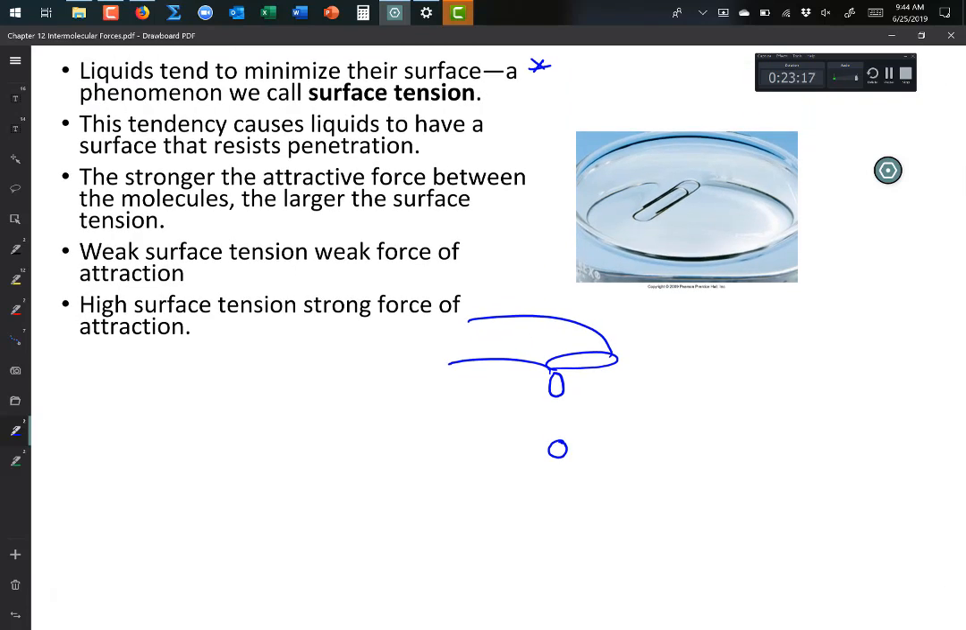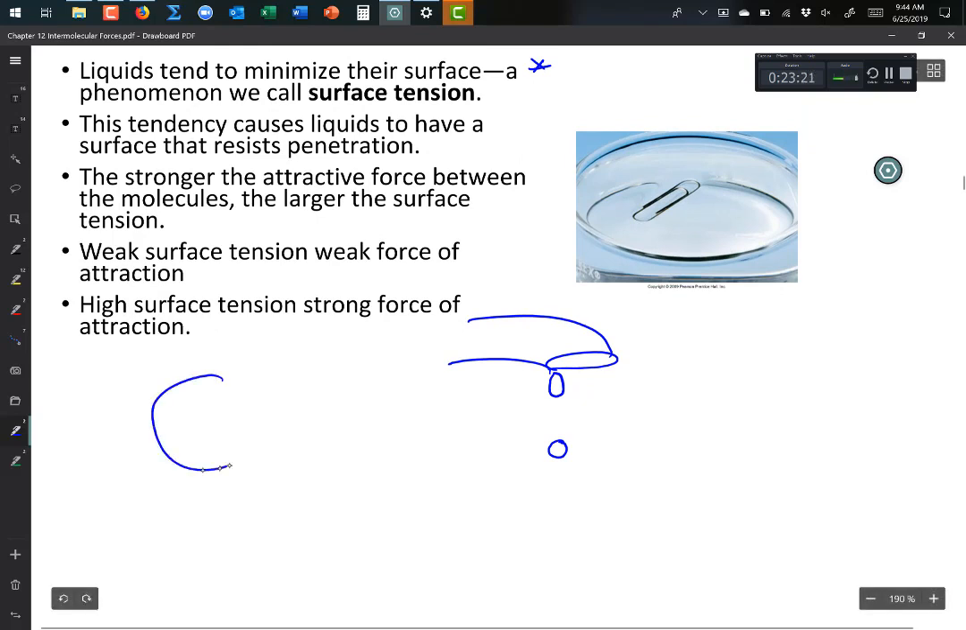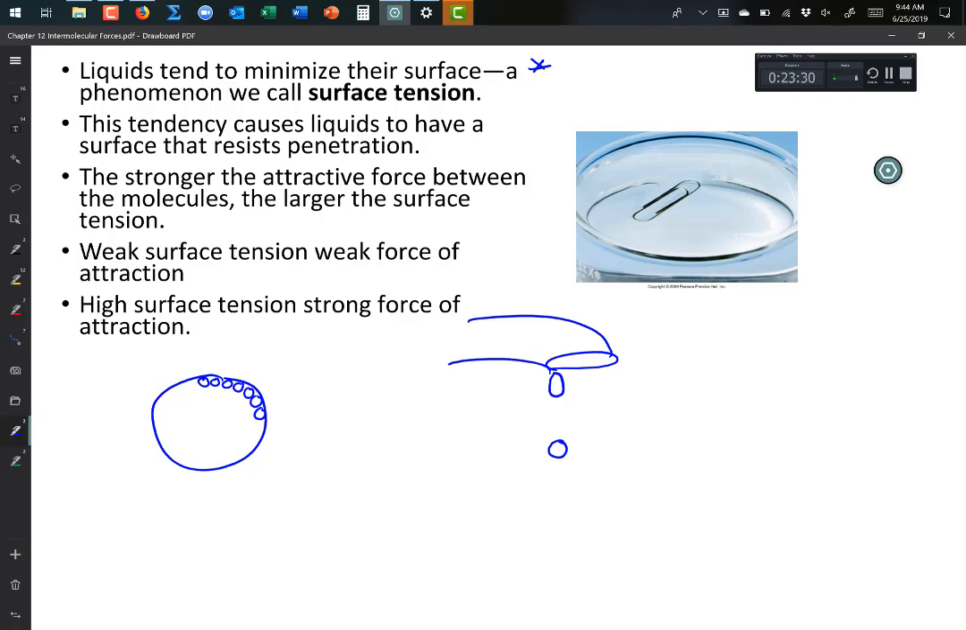What's causing it is the forces of attraction. If you think of a water droplet, and then you think of water molecules on the inside, it's the attraction of the water molecules for each other that causes it to take that shape. They're constantly pulling in on each other on the surface. Now, surface tension is also what creates essentially a skin on the surface of the liquid.